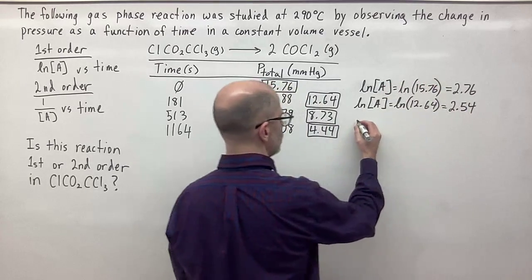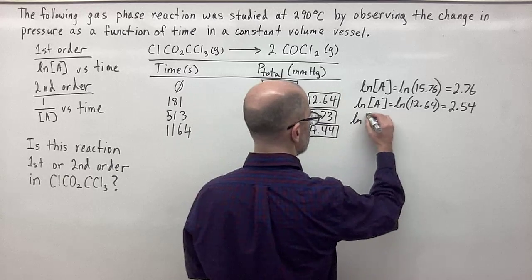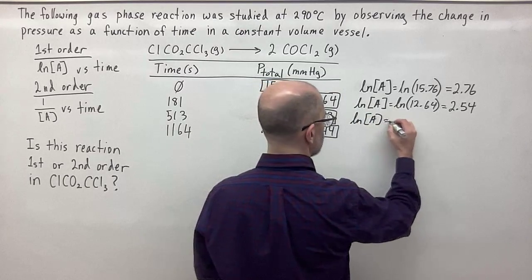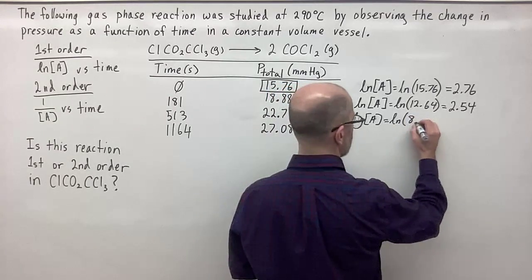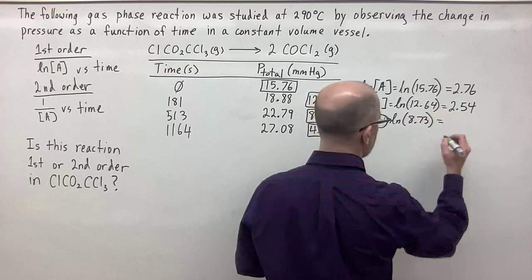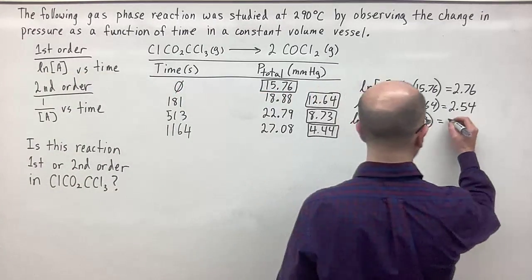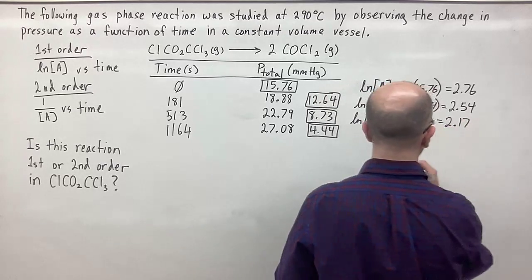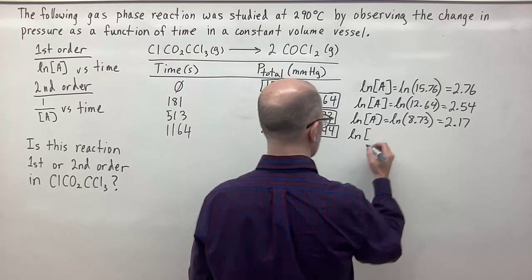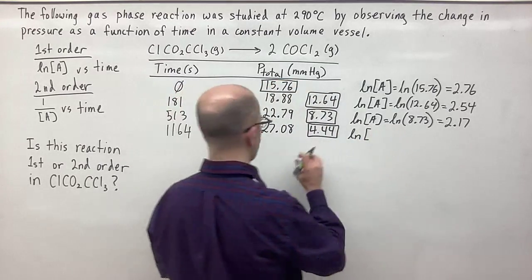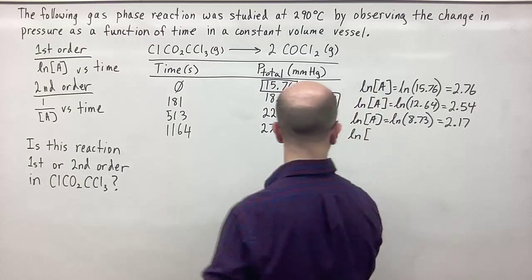And then for this one here, at time 513, the natural log of A is equal to the natural log of 8.73. And when you calculate that, you get 2.17. And then you take the natural log of A for 4.44. This is at time 1164.